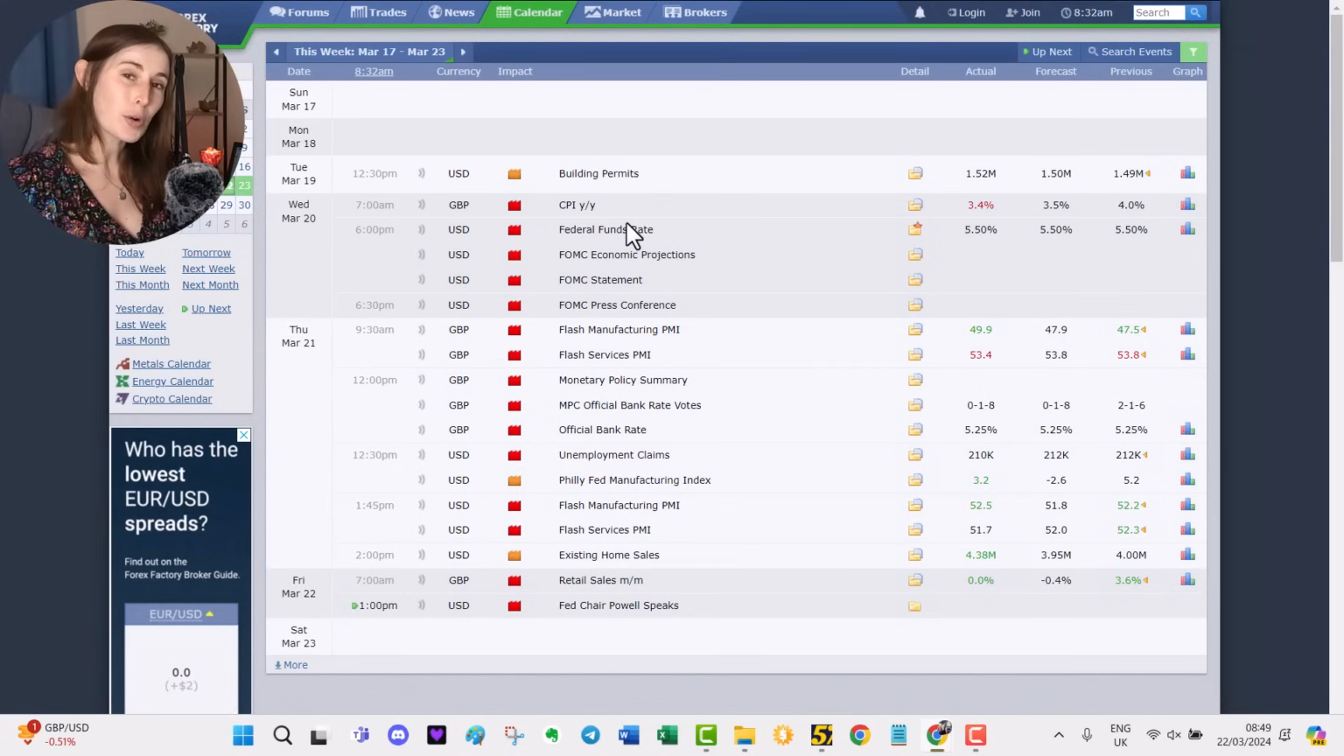Alongside FOMC, we've also had CPI, Consumer Price Index for the pound, flash manufacturing PMI, and the usual unemployment claims for the dollar, and then flash manufacturing for the dollar as well, and retail sales for the pound. So there's been a mixture of different news coming out, but the main one for me was FOMC coming out Wednesday evening. So straight away, my bias for the week was to start off carefully, wait until FOMC is released, and then maybe look for trading opportunities later in the week after the news release.